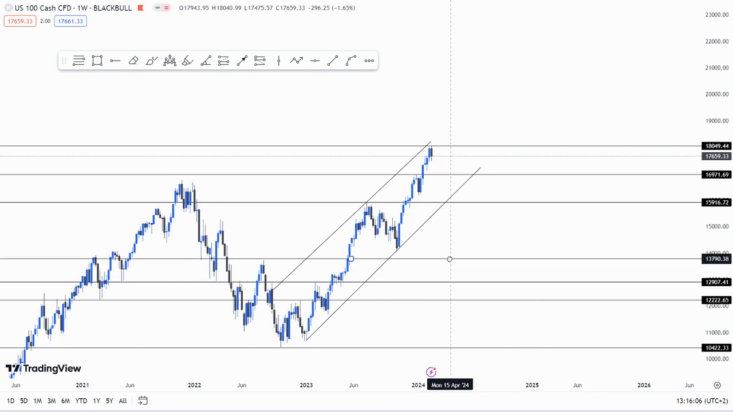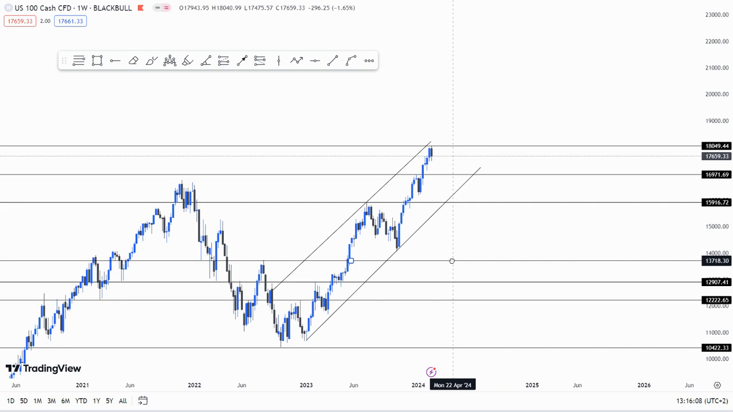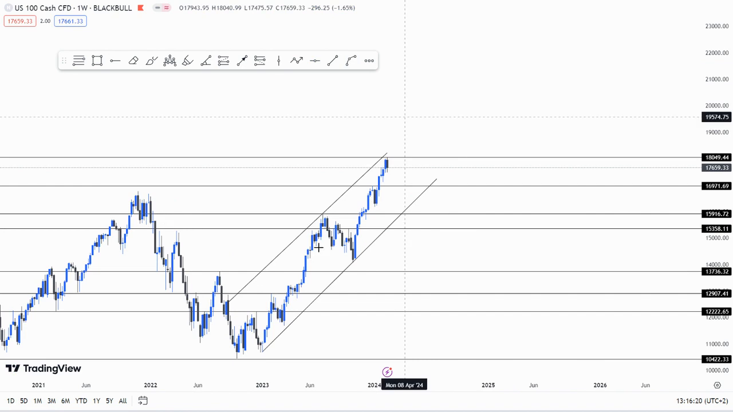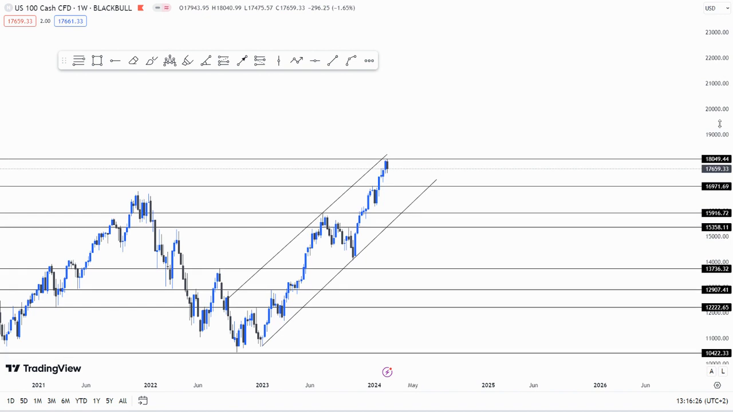So I do have my touch right there. I'll try and identify all of them. Yeah, I think that's about it for our weekly time frame.